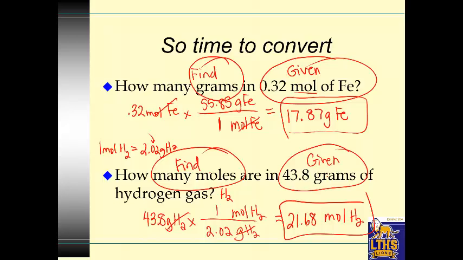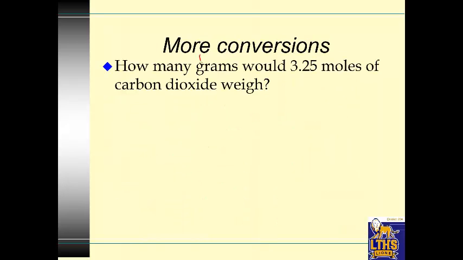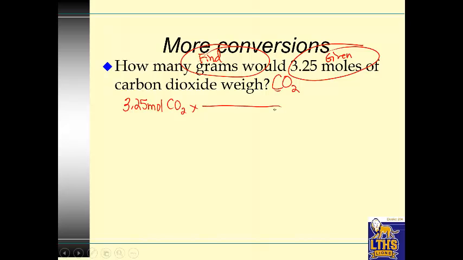All right, can we keep converting? You betcha. This time we want to find grams, okay, given moles. What are we given moles of? Carbon dioxide. You have to know the chemical formula, CO2. So how much would this many moles weigh? Well, you start with your given 3.25 moles of CO2. Don't you love that abbreviation? It takes a whole half a second off your time here. We want to cancel out moles of CO2 because that was our given. We want to change it to our find, grams of CO2.